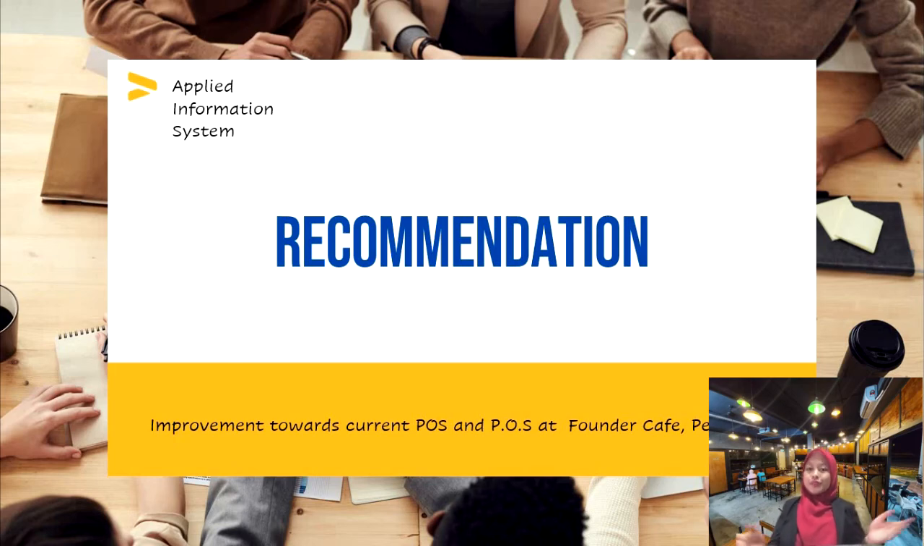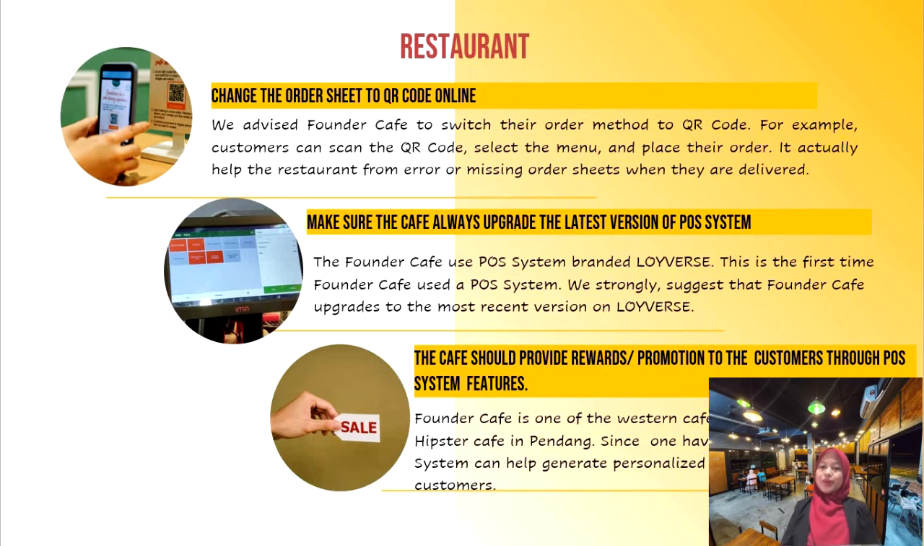Okay, continuing with slide number 1. I have 3 recommendations for the restaurant. First, change their order sheet to QR code. Based on the interview session at Founder Cafe, we found that Founder Cafe uses an order sheet as the main menu to select the menu. But we strongly suggest that Founder Cafe change the order sheet to an online QR code. This is because it can help the restaurant avoid errors or missing order sheets when they are delivering.